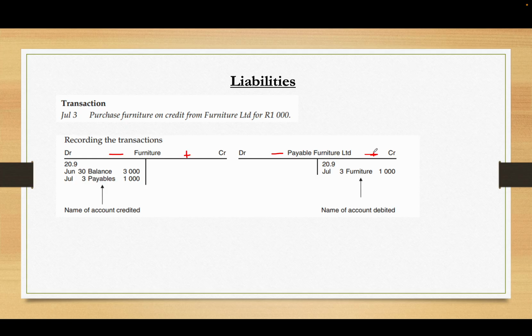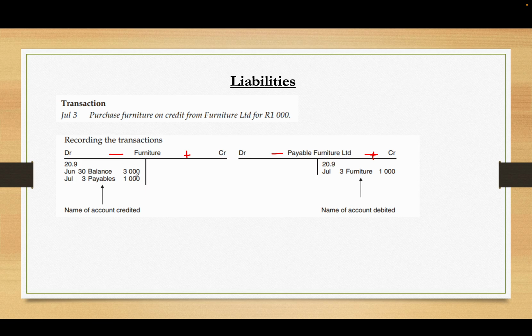And remember, guys, when I told you payables and receivables are important accounts you should understand: receivables is an asset, payables is a liability. They use this very frequently, guys.